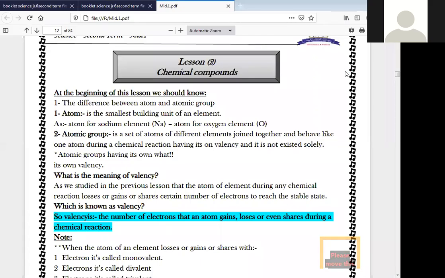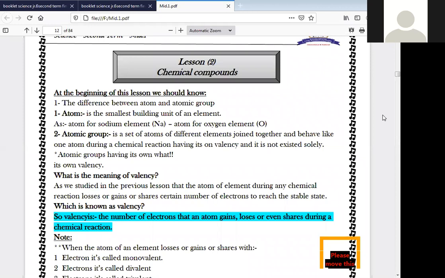Okay, today we'll start on Unit 1, Lesson 2, Chemical Compounds. At the beginning of this lesson, we should know the difference between atom and atomic group.